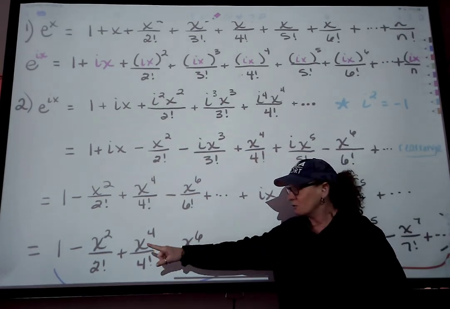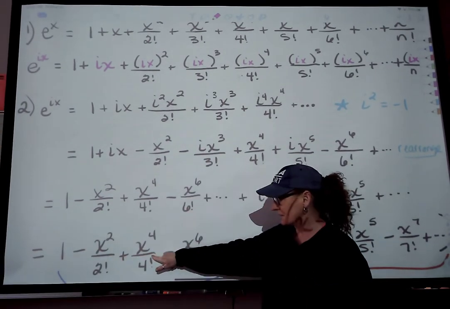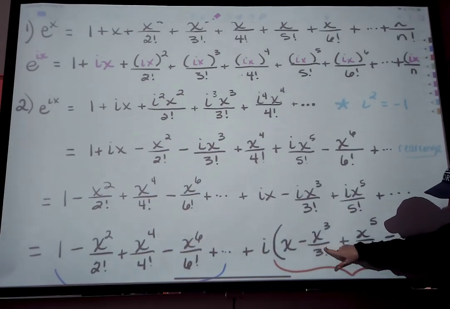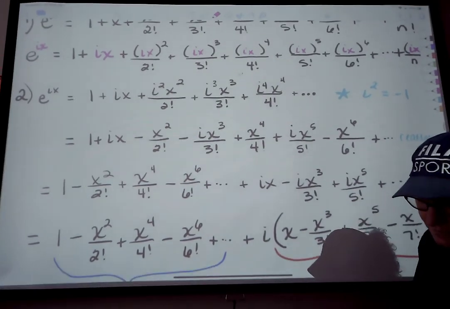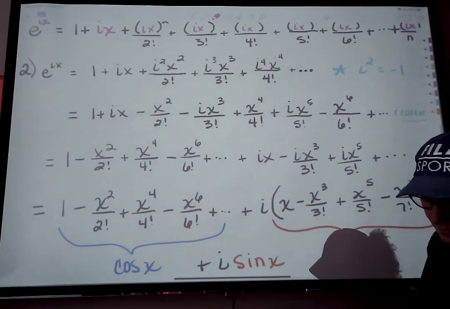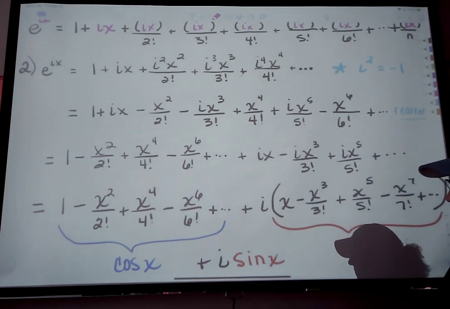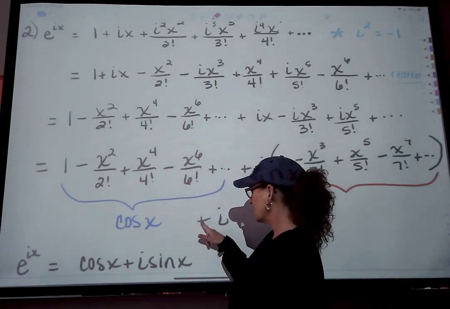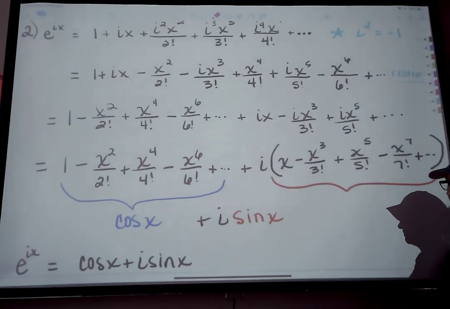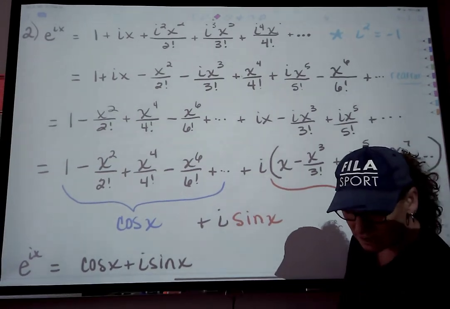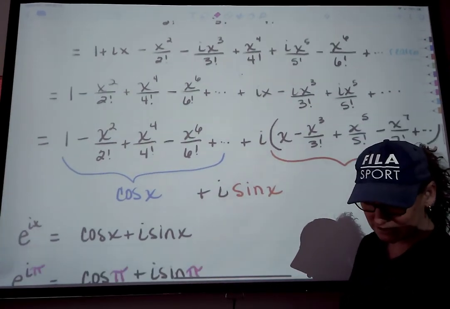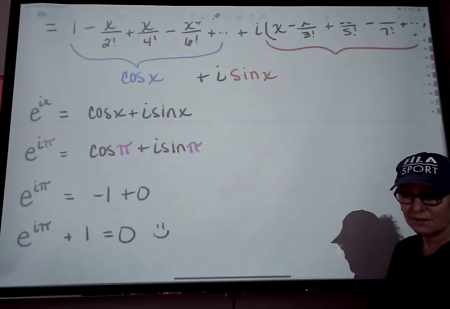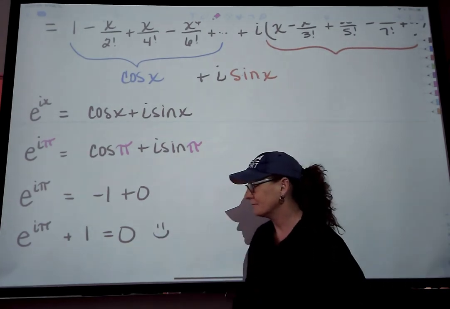Then, do you recognize this series? So e to the ix is just this plus this. Now, sub in pi for x. And that's what you get. Euler's formula.